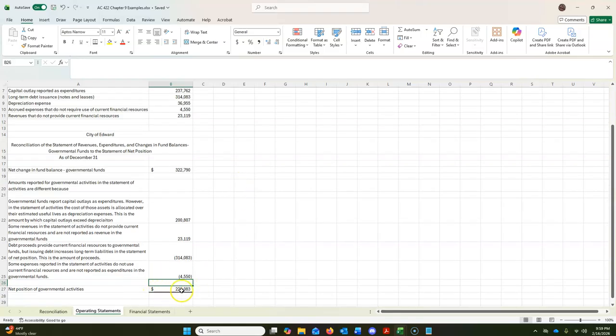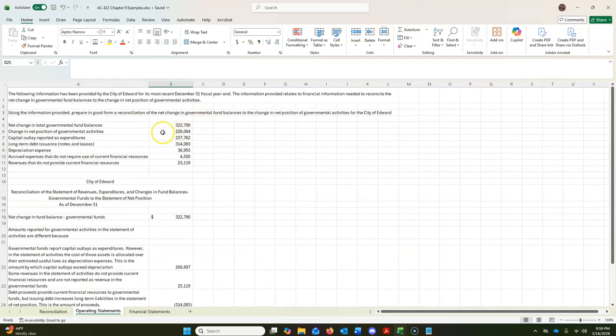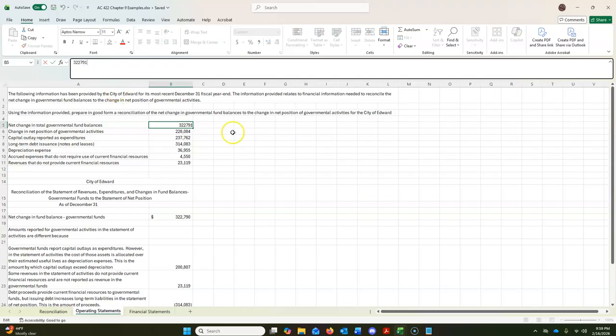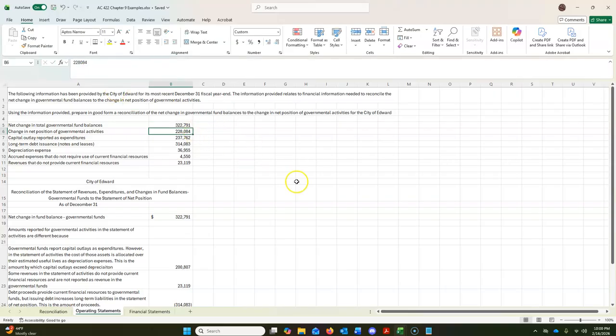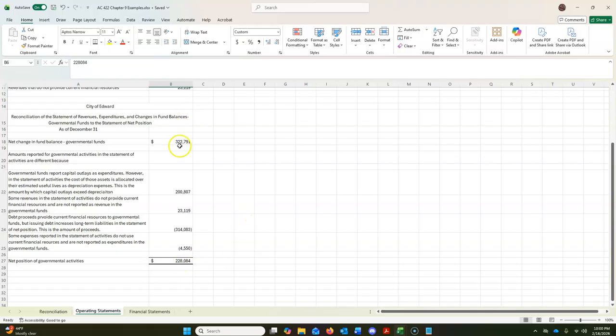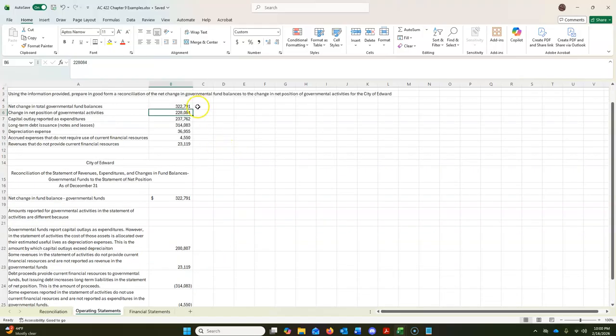So we find ourselves with a net position of $228.83. That's what we should match here. What we're missing is that I actually typoed that wrong. So $220 and $84. I had missed that was $791. Okay, so that's the reconciliation for that.